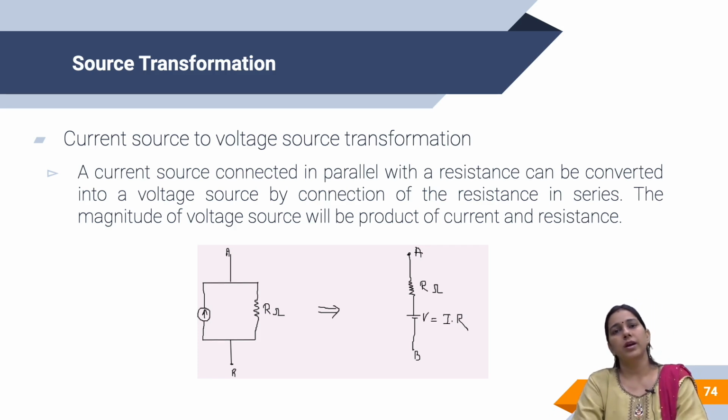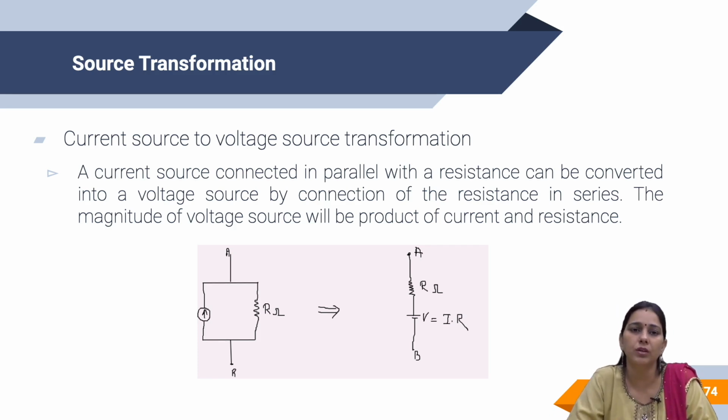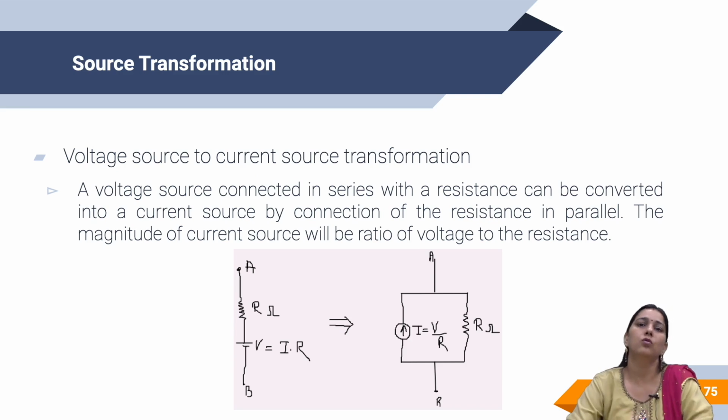Vice versa, the voltage source can also be transformed to the current source. For this particular transformation, the series resistance connected in the voltage source will be connected in parallel with the current source, and the magnitude of the current source will be the voltage divided by the resistance.